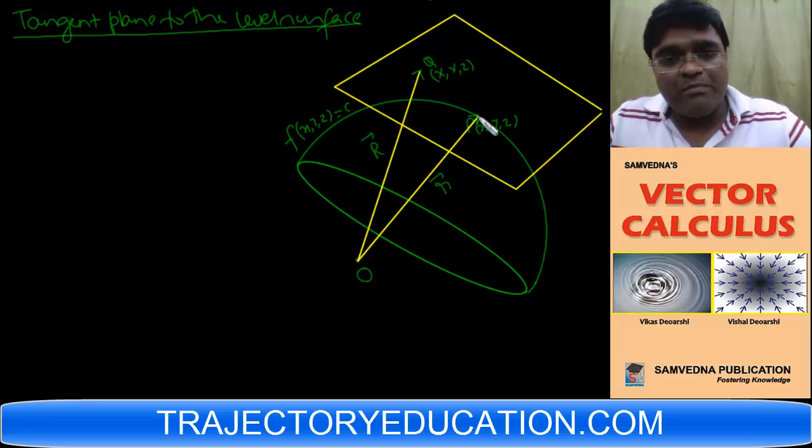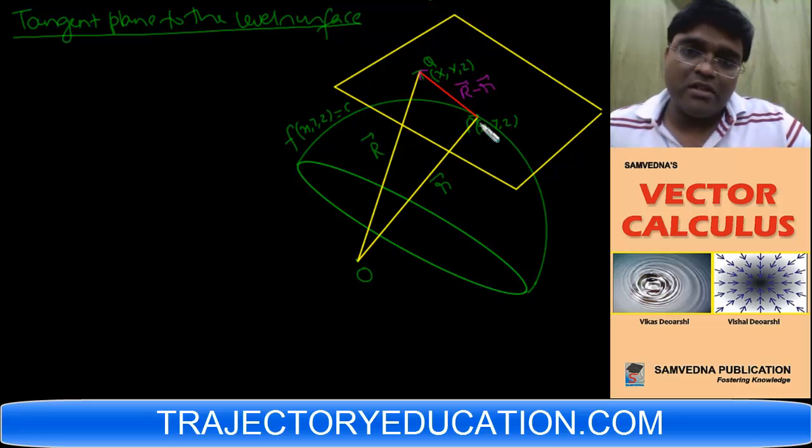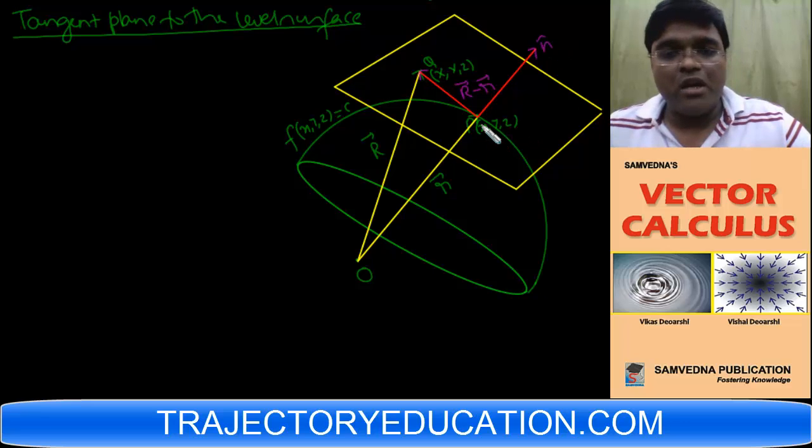If I draw a vector from P to Q, since these two points lie on the plane, the vector from P to Q will also lie in the plane. What is this vector? It is capital R minus small r. And at point P, if I draw the normal to the level surface, that will be normal to the plane also. I can draw it like so. This is the normal to the level surface at point P.